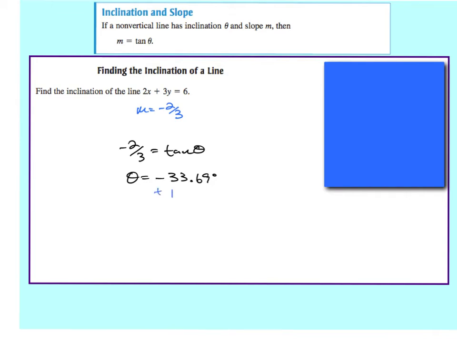All right. I would not give you full credit if you gave me that answer. All right. So we're going to add 180 to it. So we end up with 31 degrees. So there is my inclination in degrees.